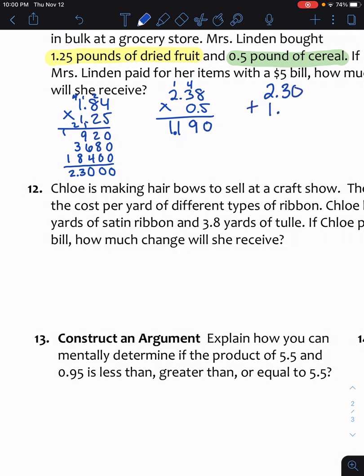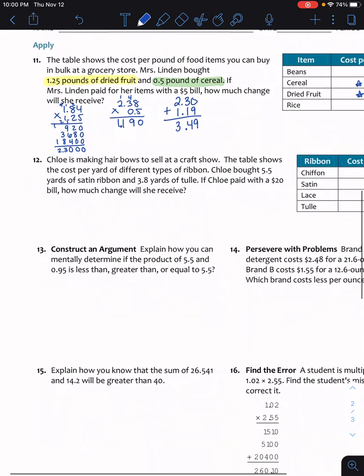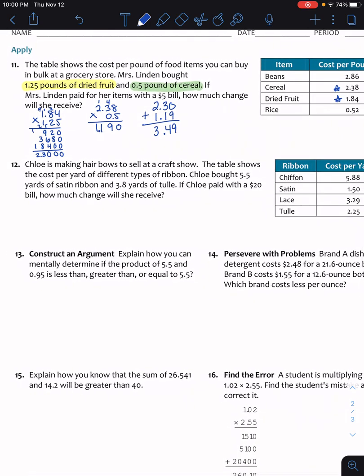So now I'm going to do 2.30 plus 1.19. 9 plus 0 is 9. 3 plus 1 is 4. And 2 plus 1 is 3. So the total cost of the items that she bought is $3.49. If she paid with a $5 bill, so that's going to be 5.00 minus $3.49. I'm going to borrow, so this becomes a 9, so this becomes a 10. 10 minus 9 is 1, 9 minus 4 is 5, and 4 minus 3 is 1. $1.51.